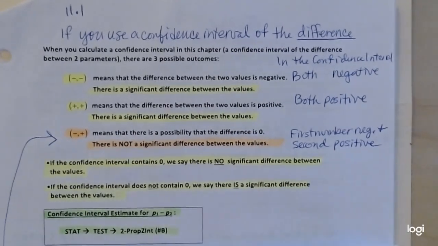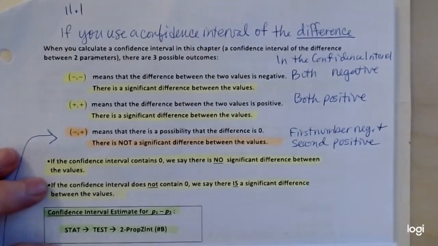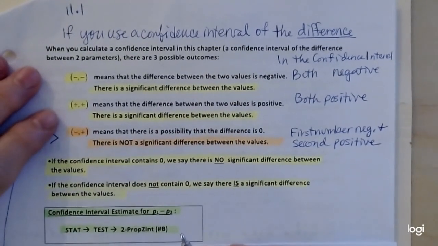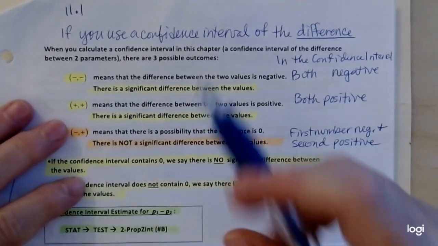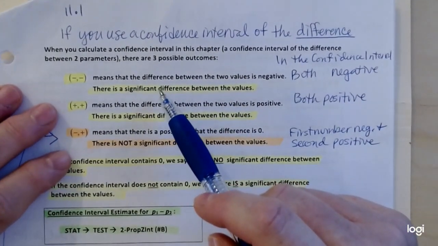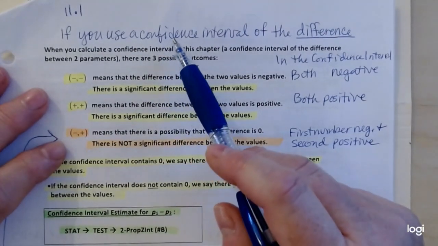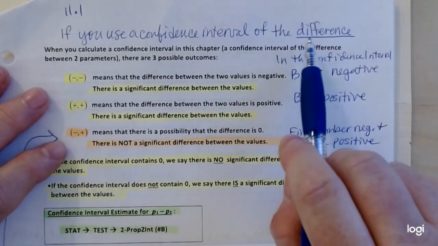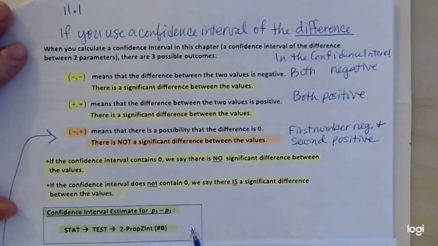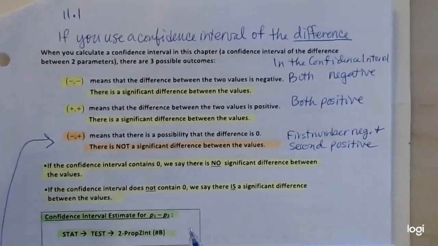All right, the second part of 11.1 is short. In this section, we're going to basically do the same thing. We're going to try to come to a conclusion about two population proportions, but we're going to do it using a confidence interval for the difference between the proportions. And this is basically a confidence interval just like we did in chapter 9.